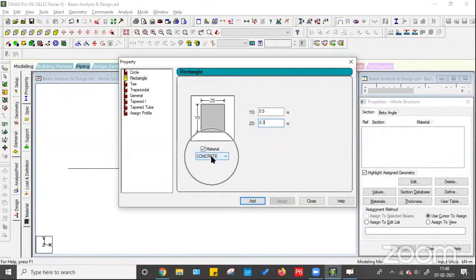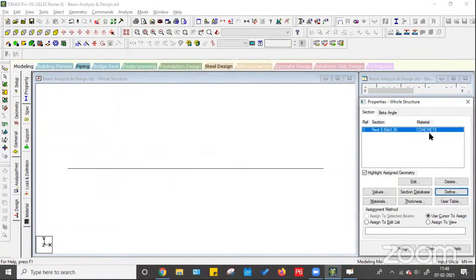This material is concrete, as you can see here. Now click on add. The section property has been added. Now you want to assign this section property to this beam, which is here. So you'll select this section property and click on assign to view. Assign to view, why? Because it will be assigned everywhere in this screen, and in this screen we just have one beam, which is this.